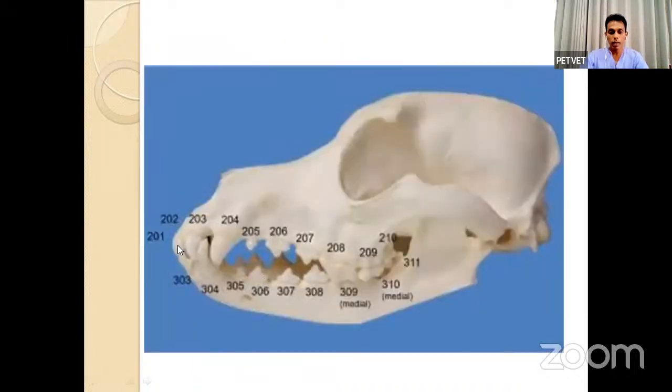So this is another orientation. The same thing goes. This is the left side of the mouth. This is the second quadrant and this is the third quadrant. The numbering goes like this from 101, 2, 3, 4 is the canine and 9 is the first molar. Here the 301 and 302 are missing because you can't see them from there, but it starts from 301.